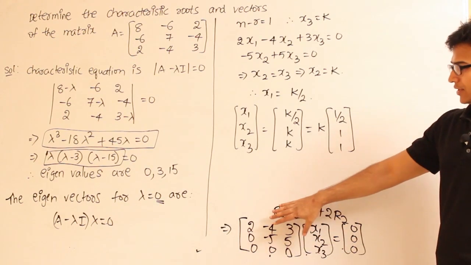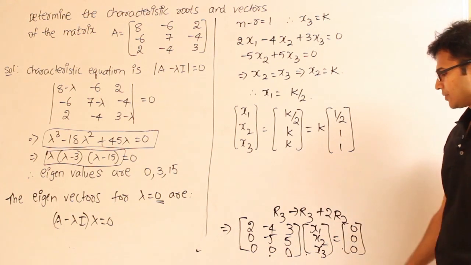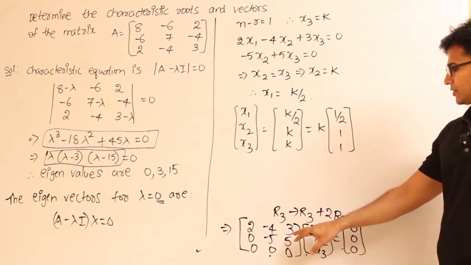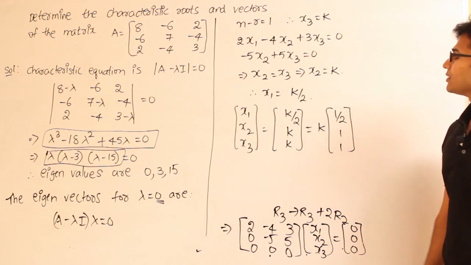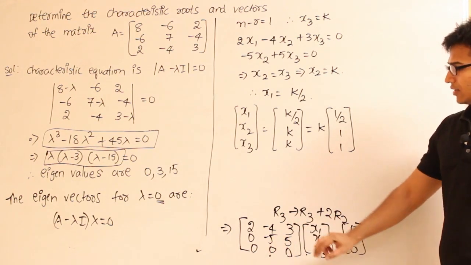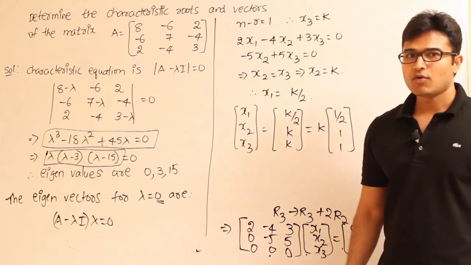So after solving this equation (A minus lambda I) x equal to 0, after applying some transformations, I got this equation. The coefficient matrix is this and the variable matrix is this, and here we have 0. So if you find out the rank of this matrix, the rank of this matrix is nothing but 2. What is the rank of the matrix?